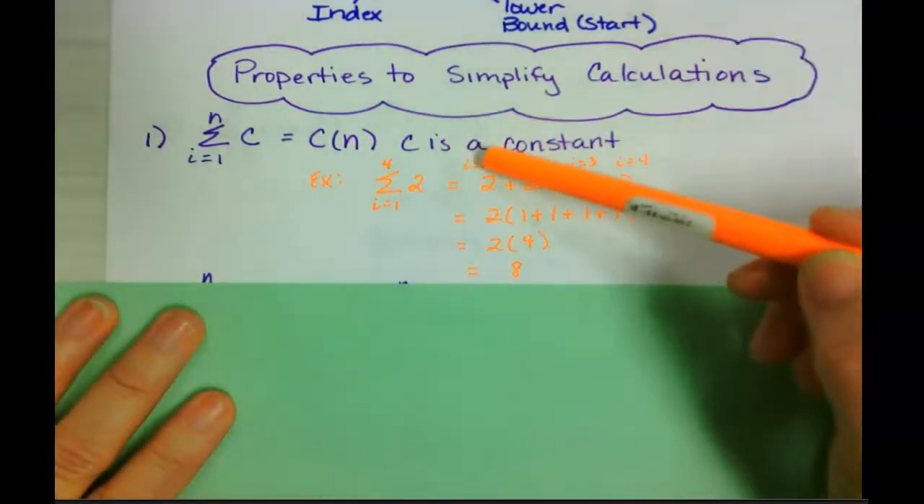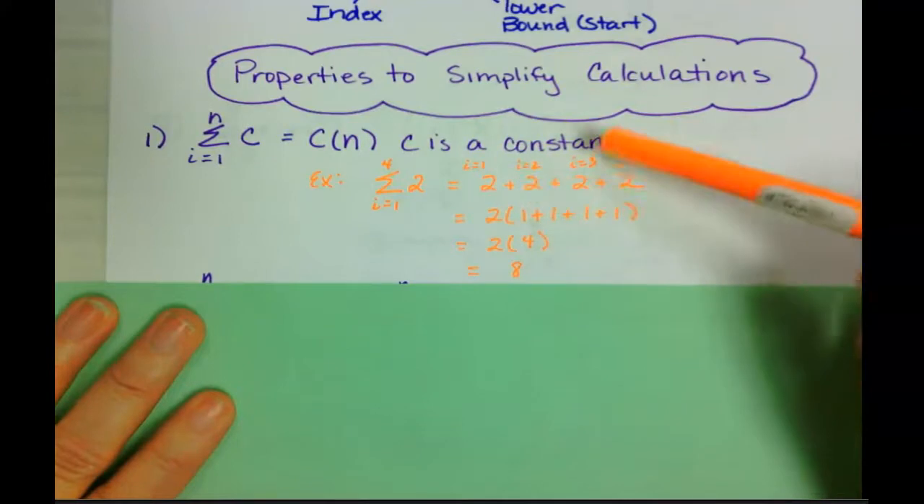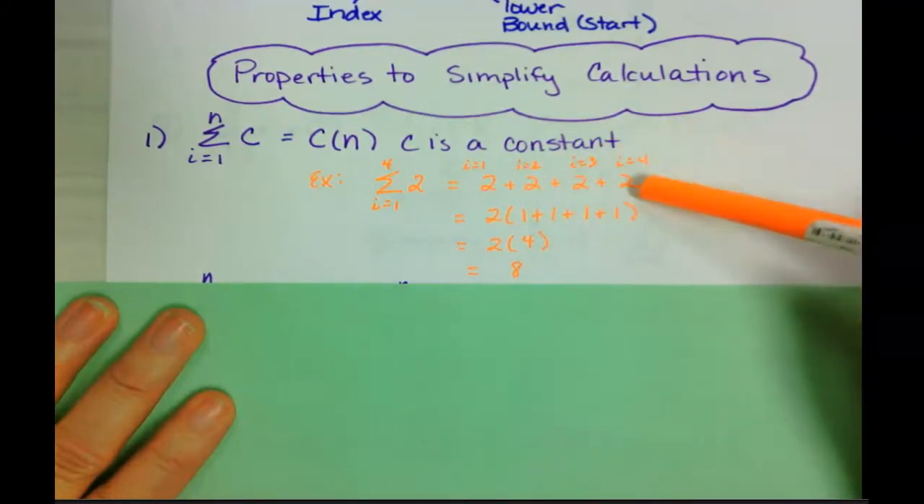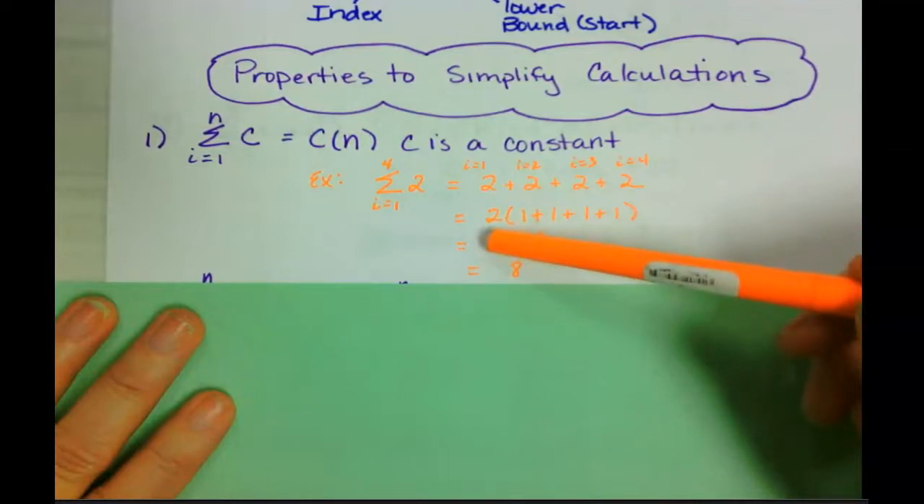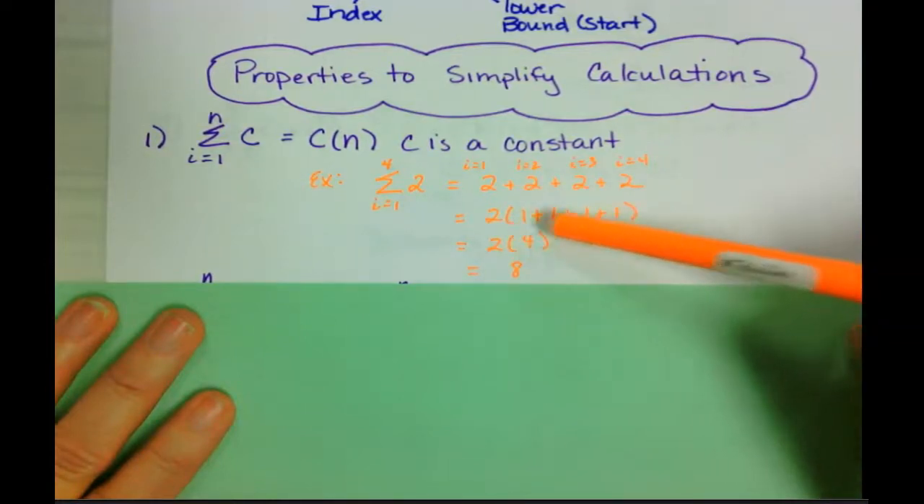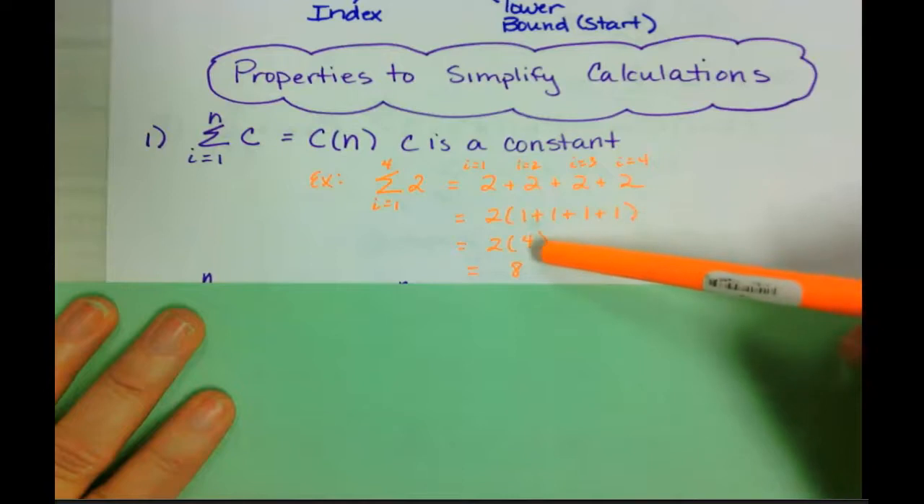And so when I is 1, it's a 2. When I is 2, it's a 2. When I is 3, it's a 2. When I is 4, it's 2. All of these have a 2 in common, so we really could pull out a 2 and leave me with 1 plus 1 plus 1 plus 1, which is 4. And so 2 times 4 gives me my 8.